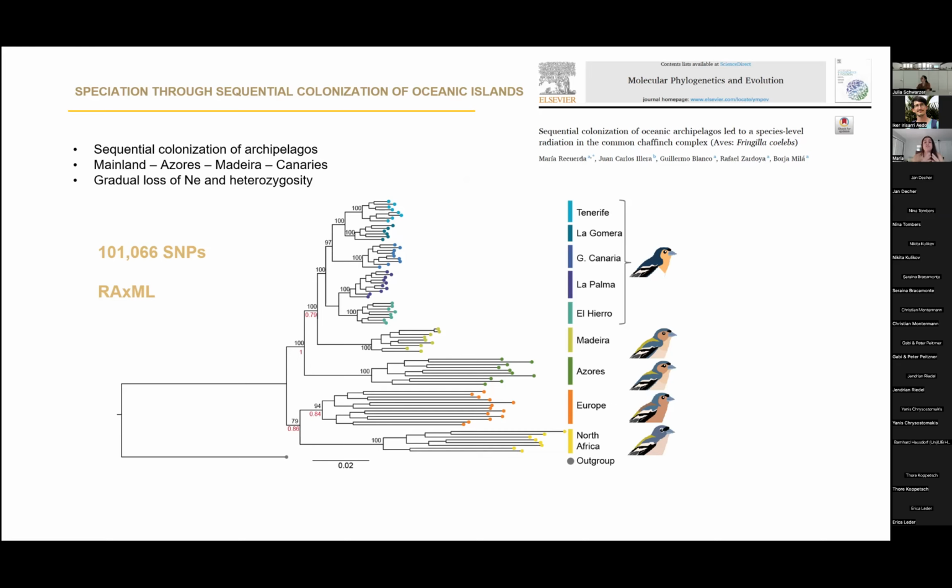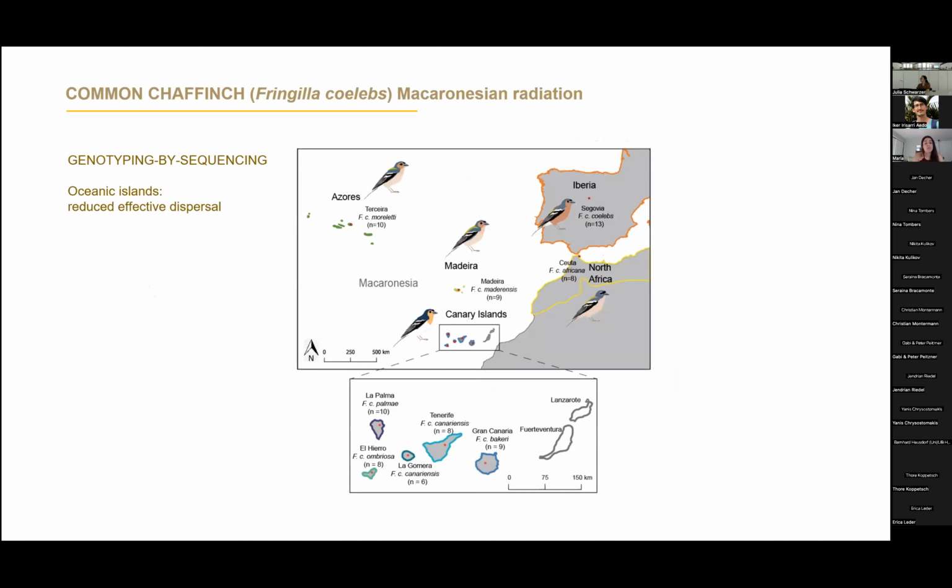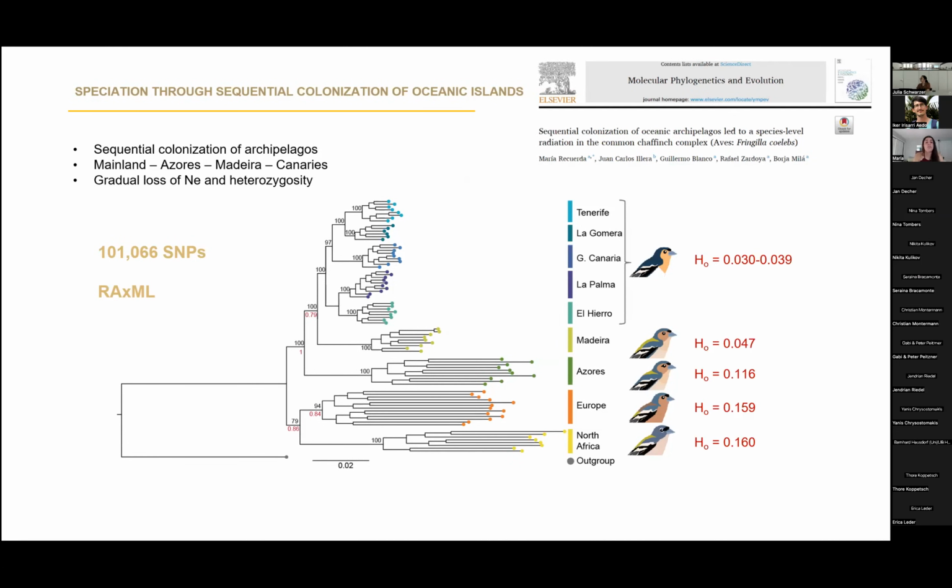And we also observed that there was a sequential colonization from the continent, then the Azores, then Madeira, and finally the Canary Islands. This work is already published in Molecular Phylogenetics and Evolution. Along this sequential colonization route, there was a gradual loss of effective population size and heterozygosity due to subsequent founder events, because each population was being founded by a small group of individuals from a population that was already genetically impoverished.